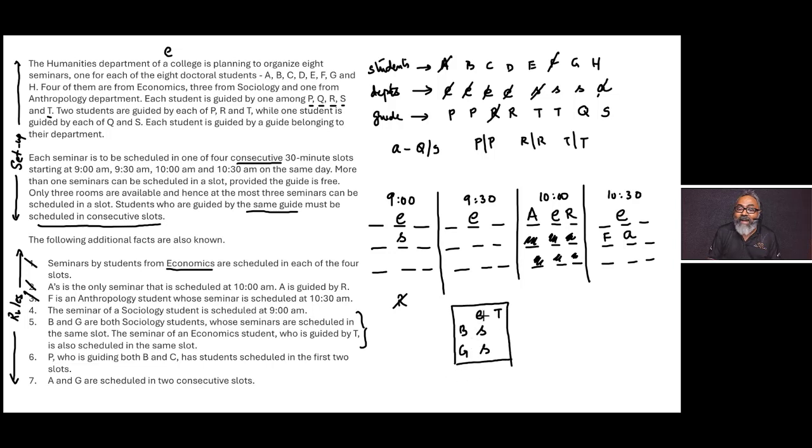Now we know that that cannot happen at 10:30 a.m. because we already filled the two places with E and A. We cannot put 2S there. So this particular block can happen either here or there. Perfect. P is guiding both B and C, and has a student scheduled in the first two slots. So we have P who is guiding B, which comes there, and P is also guiding C.